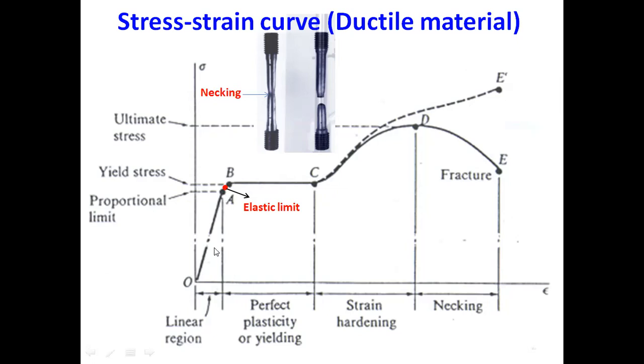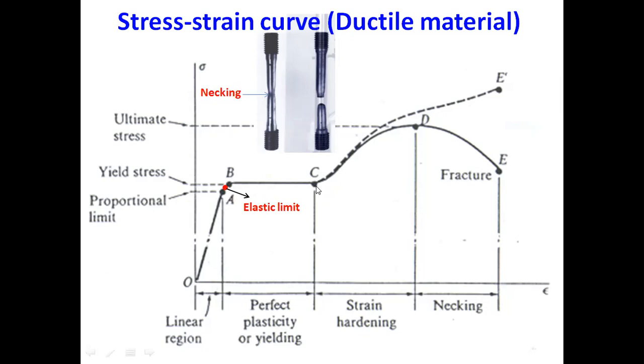So here, if we look to the horizontal axis, here you see a linear region. So from here to here, from point O to point A, the stress is directly proportional to strain. So stress is linearly proportional to strain. So this is a linear region. And from point B, yielding is occurring. Perfect plasticity or yielding is occurring. So this is actually the yielding zone.